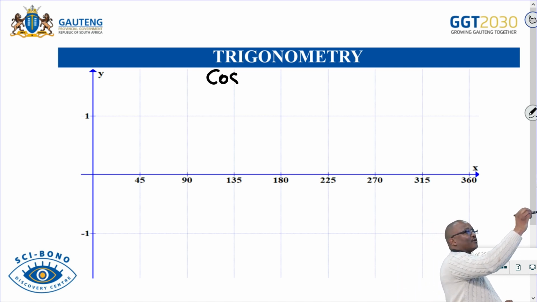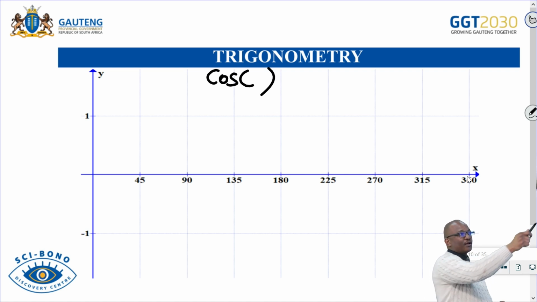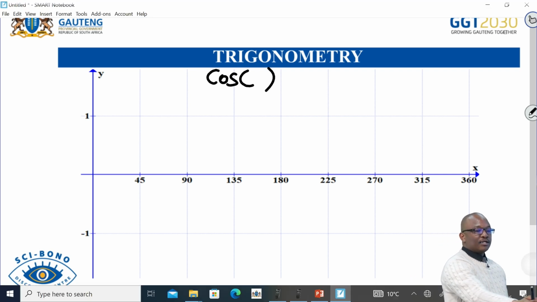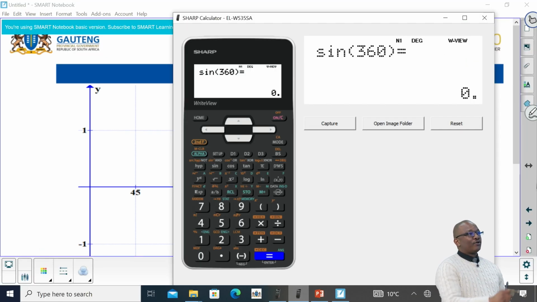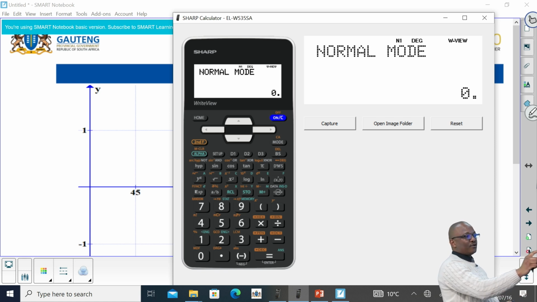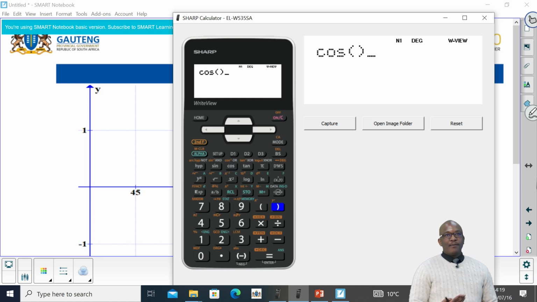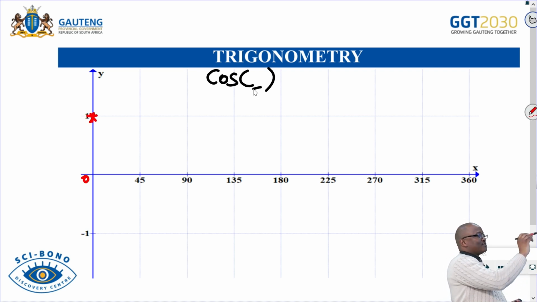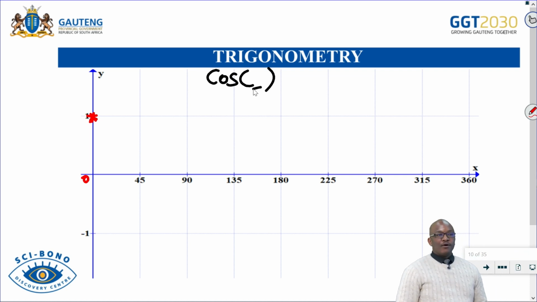Now in your calculator you will have cos and you open the bracket. Remember, we dealt with the one for sine. Now you will have your cos, you open bracket and you close your bracket. That's what you will have in your calculator. Now you are going to substitute 0. When you substitute 0, you will get 1, when we want to sketch the graph of cos.